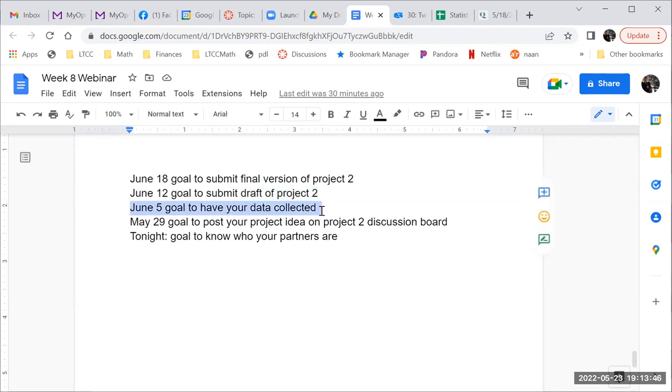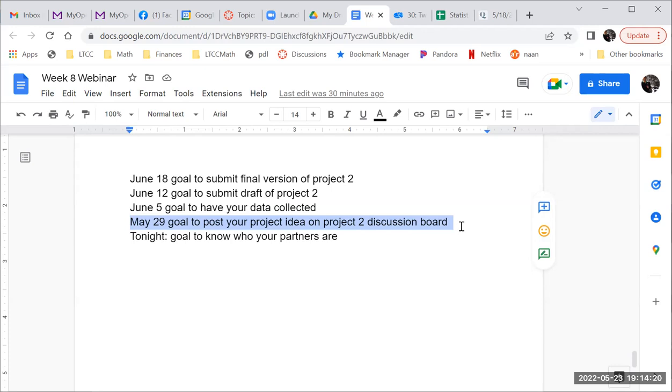By June 5th, I strongly recommend you have your data collected. I'll get into what the collection involves in a bit, but that's a good deadline. Again, these aren't absolute deadlines, but these are suggestions. These are goals. That'll give you a week to write the project after you have your data. And a week is probably enough time. Any questions on that? By May 29th, that's a week before that, and again, earlier is even better. And notice it's the 23rd today.